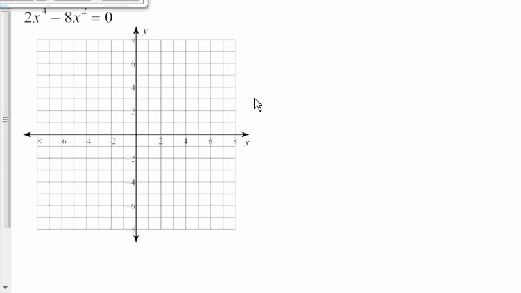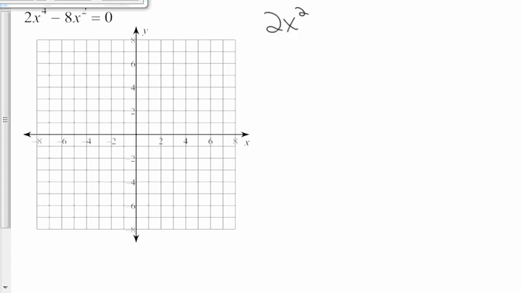So for this problem, we're going to factor, solve, and graph this equation and include the halfway points between the zeros to give our graph a more exact shape. So the first thing we do is we need to factor out a GCF if there is one.